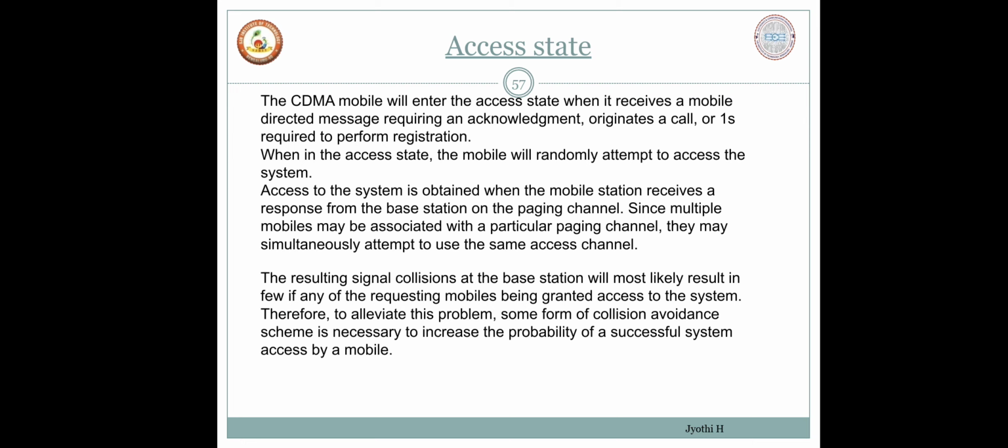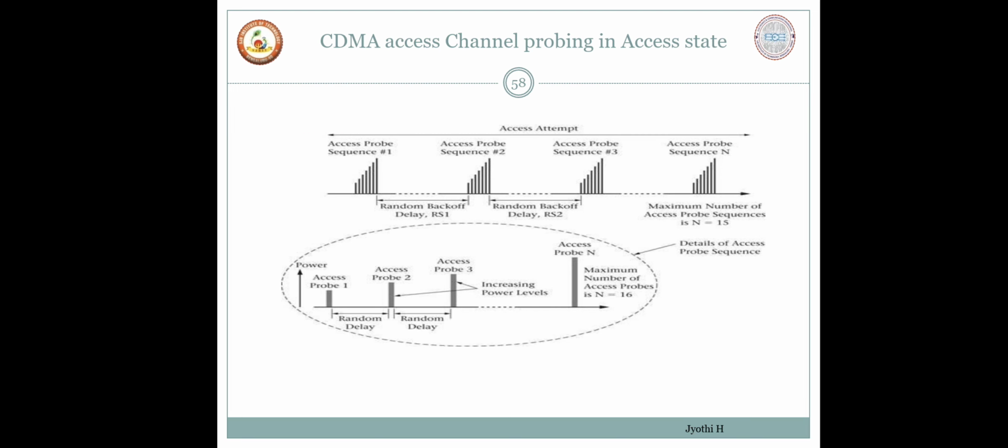Since multiple mobiles may be associated with a particular paging channel, they may simultaneously attempt to use the same access channel, and the resulting signal collisions at the base station will most likely result in few, if any, of the requesting mobiles being guaranteed access to the system. Therefore, to alleviate this problem, some collision avoidance scheme is necessary to increase the probability of successful system access by a mobile.